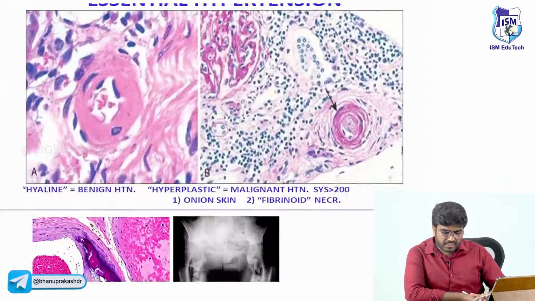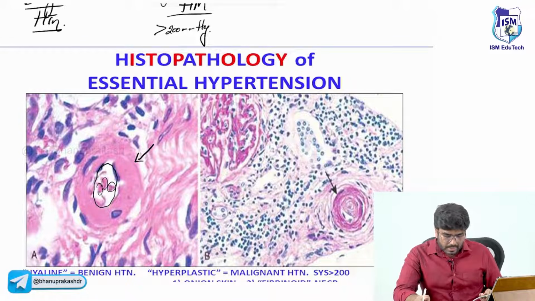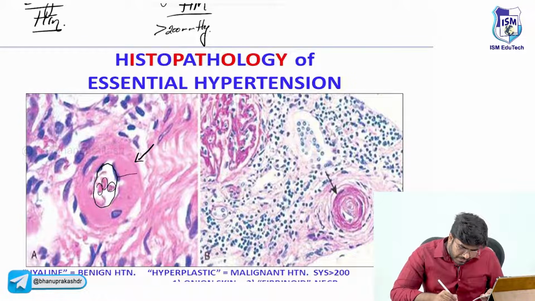Now, image-based questions are very much important for your exam. This is the blood vessel. See, this is the lumen of the blood vessel. You can very clearly see the RBCs also. Now, look at the wall. See, there is pink color. This pink color is hyalinous deposition.